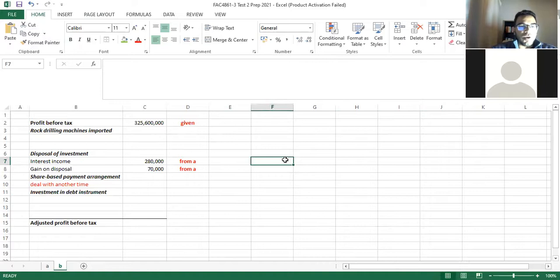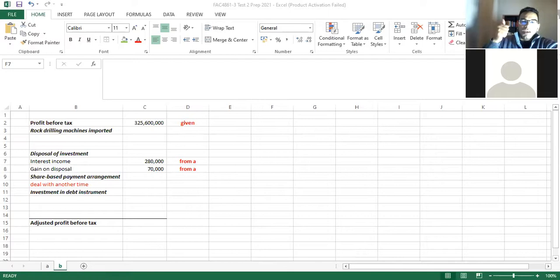So let's have a look. Let's start off with the rock drilling. Remember with the rock drilling, I told you to identify that we made a sale. And with that sale, it's a cost of sale. We only made one sale and there's a cost of sale relating to that one sale.